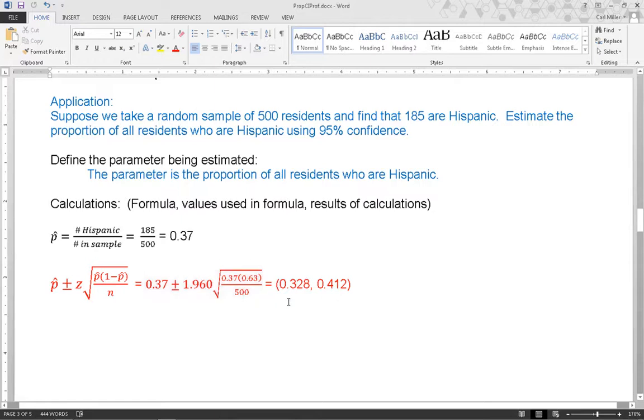When you do those calculations, when you do the subtraction, you should get 0.328 when you round off to 3 digits after the decimal point. And when you do the addition, you should get 0.412.